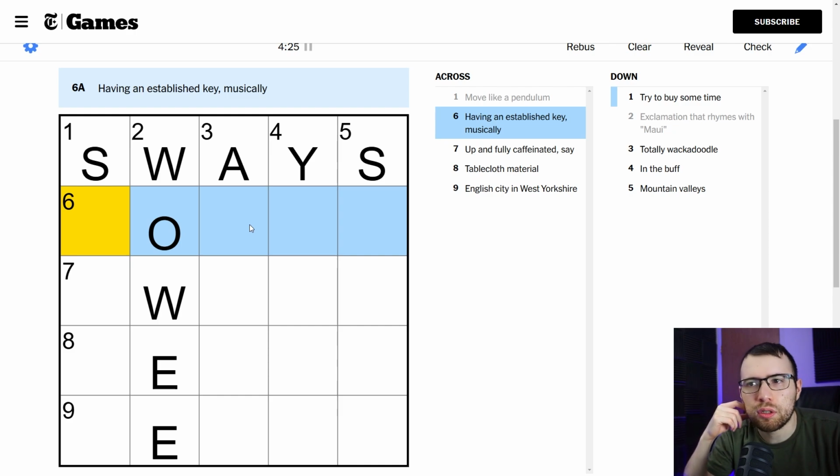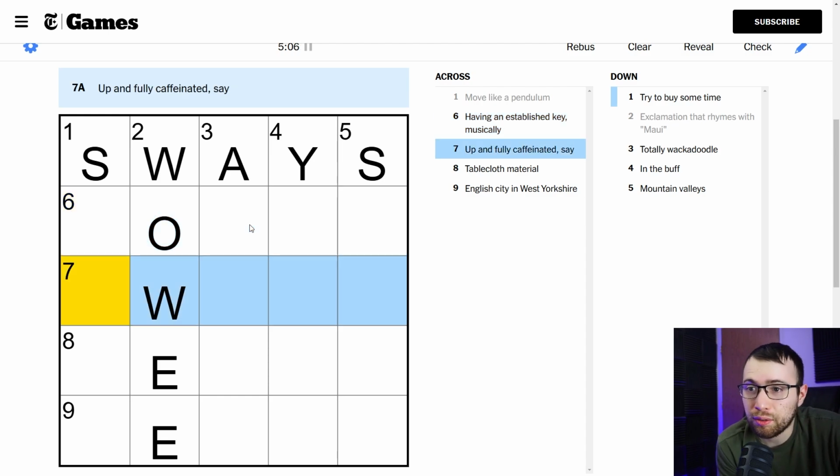Having an established key musically. Toned. No, it's not going to end in D. I don't know, having an established key, like, your key is, it's not going to be like minor or major, right? Like what are the terms here? I have no idea. I really don't know musical stuff.